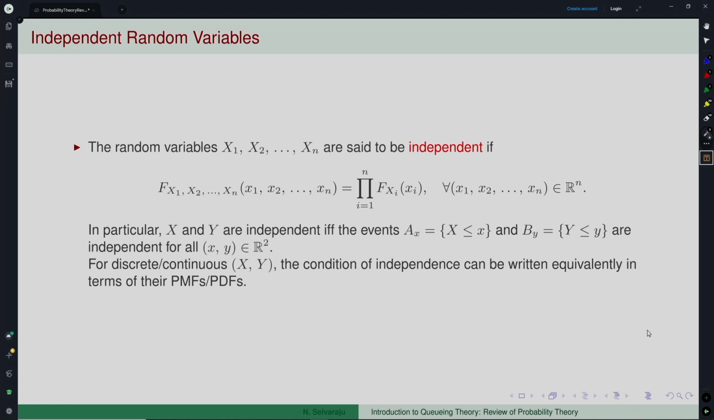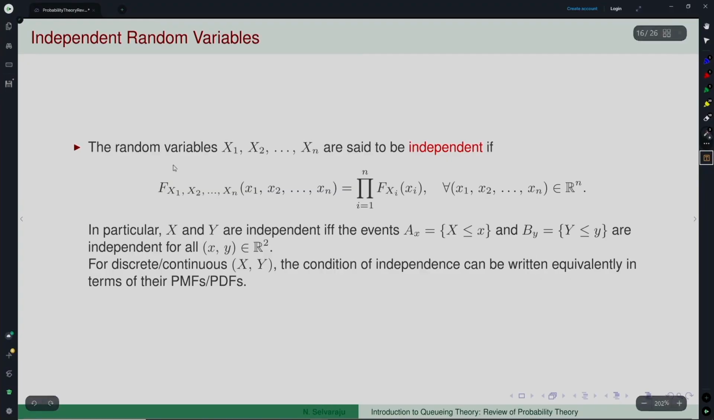As I said, when you have more than one random variable on the table, you have the question of whether they are related to each other, or what their relationship is. So one needs to study these random variables being independent or not. How do we define the notion of independence for random variables? Again in terms of the distribution function: if the joint distribution function can be written as the product of the marginal distribution functions, then we say these random variables are independent.